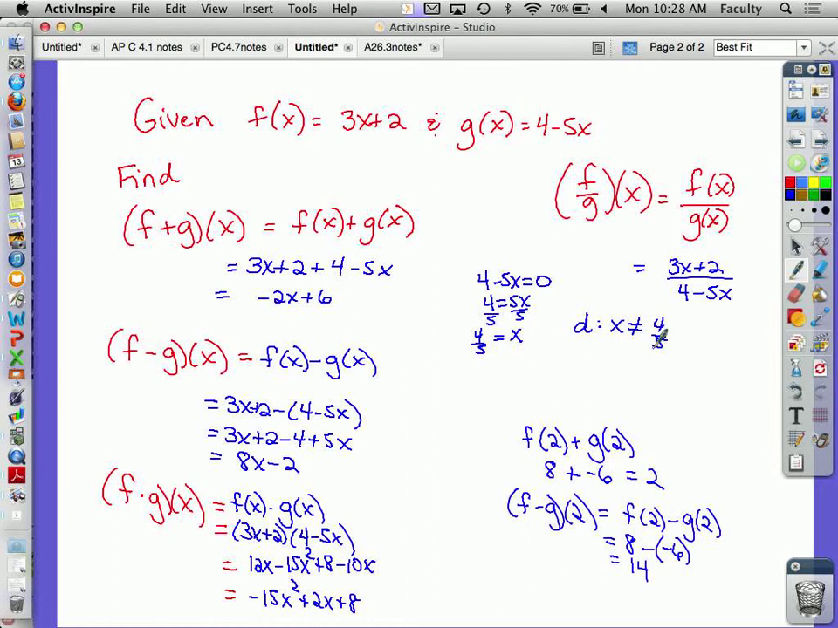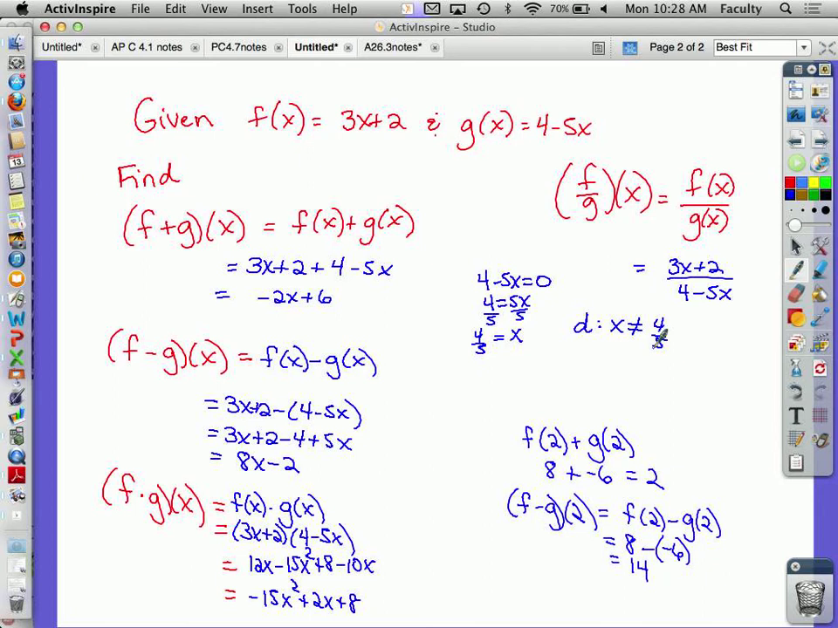All right, then the last thing I want to do is look at what if you're given f of 2 plus g of 2? Okay, what if you're asked to input some numbers? Well, you come up to f of x and you plug in that x is 2, that's 6 plus 2 is 8. G of 2 would be 4 minus 10, which is negative 6. 8 plus negative 6 is 2.